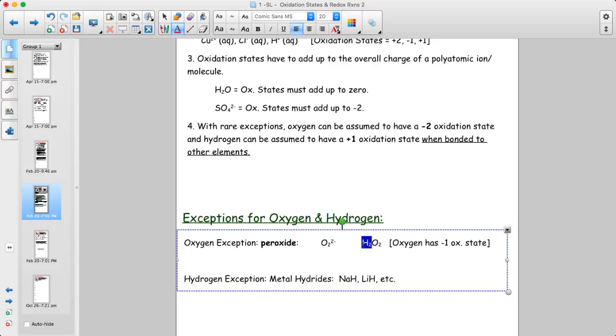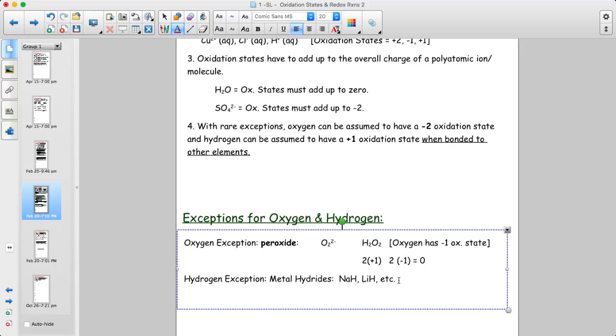And if you have 2 hydrogens, which are each +1, then how does this thing add up to 0? Because overall it looks like it doesn't have a charge. So you have 2 +1s. How does that balance out with those 2 oxygens? Well, each oxygen must be -1. And that way, overall, it's balanced and equals 0. The exception for hydrogen are the metal hydrides. These are some really rare and reactive compounds.